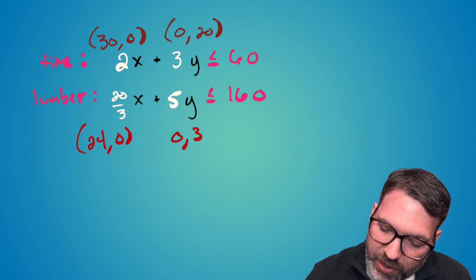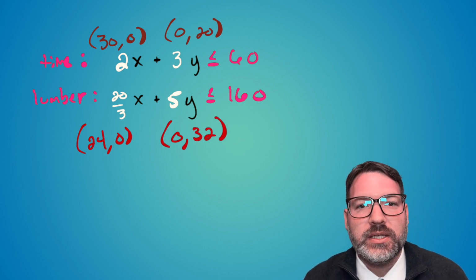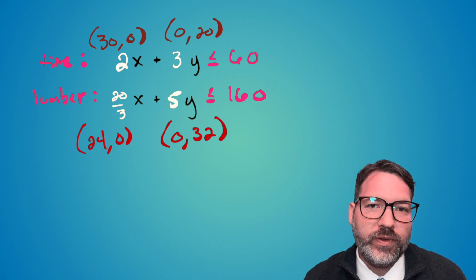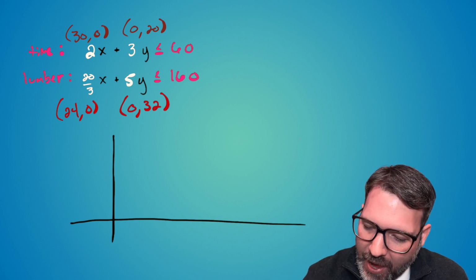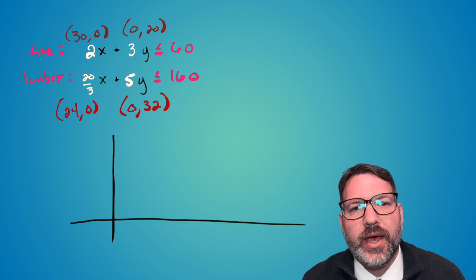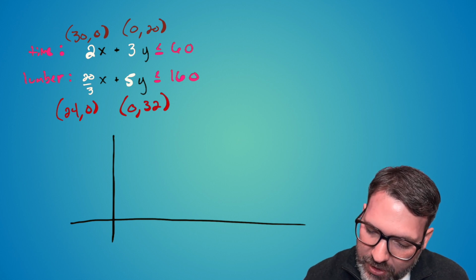And that means we could make up to 32 of the chairs if we're only thinking about the constraint of our supply, the number of board feet of lumber we have available to us. We could now go to our coordinate plane and use these various intercepts to create the system of inequalities. So think about just the x-intercepts for a second.